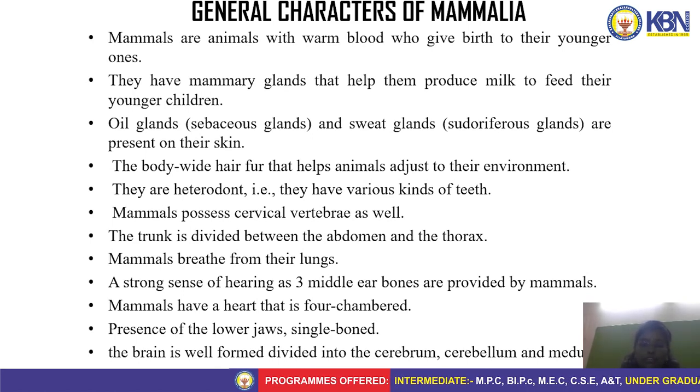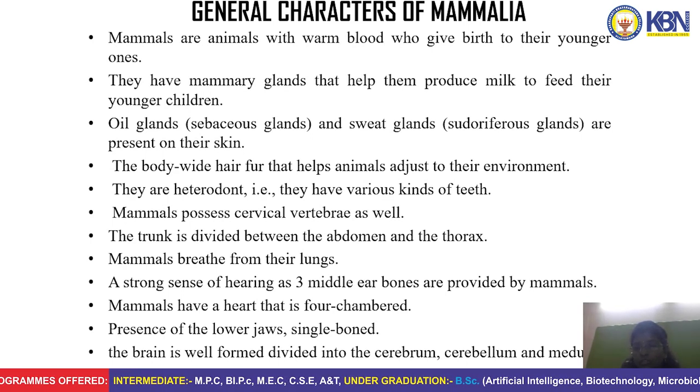Next, they are heterodont, that is, they have various kinds of teeth. Like humans, we have incisors, canines, and so on. They too have different types of teeth. Next, mammals possess cervical vertebrae as well. The trunk is divided into the abdomen and the thorax.